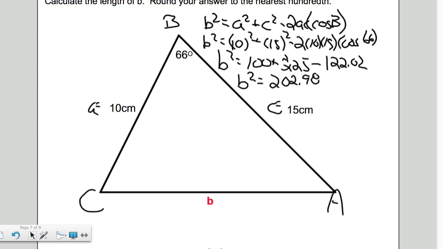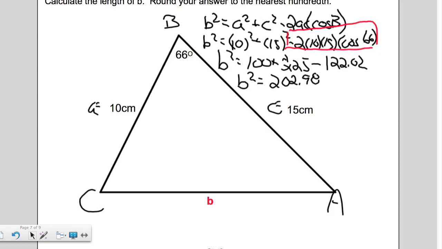Where do you subtract 2ac? Where did I subtract 2ac? Right here. So there's 2, there's a, there's c, and there's cos of b. Michael put that in his calculator and said all that was equal to 122.02. Great. So doing all that, I get 202.98.